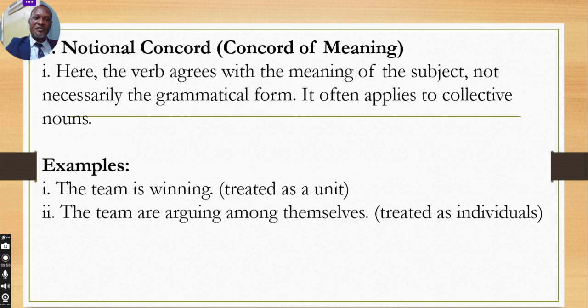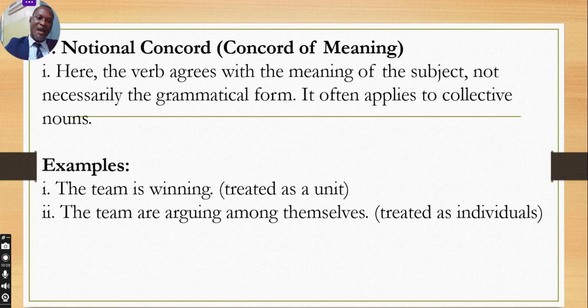So number 3 is what we refer to as notional concord. That is concord of meaning, notion. Here, the verb must agree as a matter of imperative. It must agree with the meaning of the subject, and not necessarily the grammatical form. This often applies to collective nouns, when we are having collective nouns in our sentence.